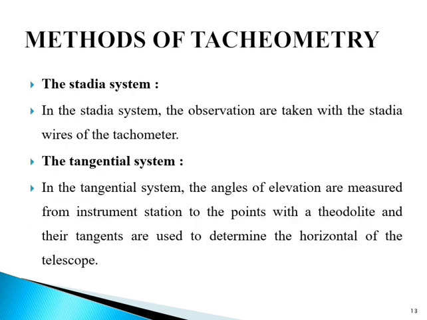Let's discuss it. In the stadia system, the observations are taken with the stadia wires of the tachometer, and in the tangential system, the angles of elevation are measured from the instrument station to the points with a theodolite, and their tangents are used to determine the horizontal distance and elevation.